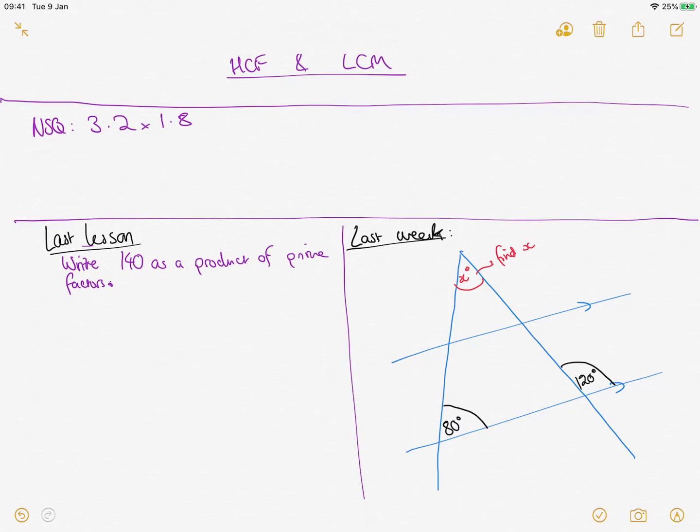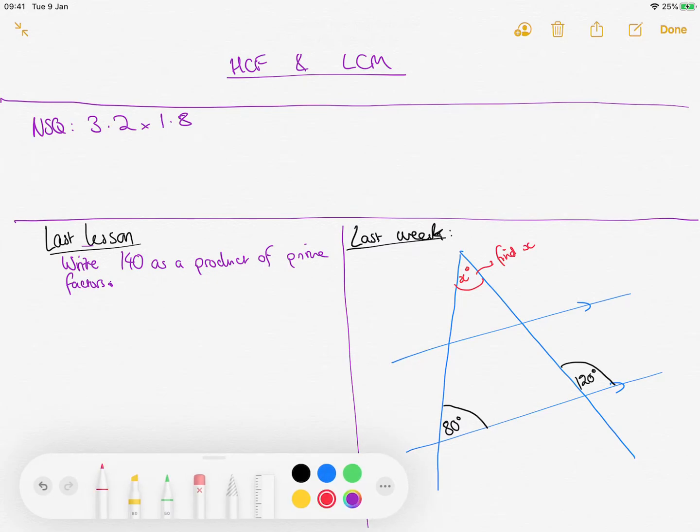Hi, we're continuing with factors and multiples today, and what I'd like to do, just as a bit of a blast from the past, is have a go at this do now task. So pause the video, have a go at it, and then I'll go through it now, so you can mark in red pen. Right, should have had a go at it by now.